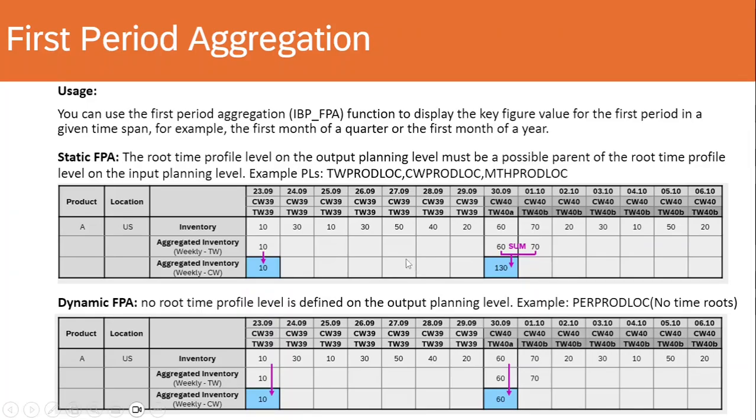Now, how do we configure the planning level for a static first period aggregation?